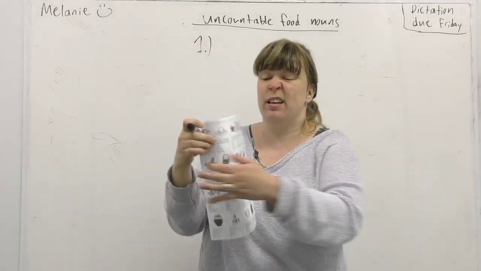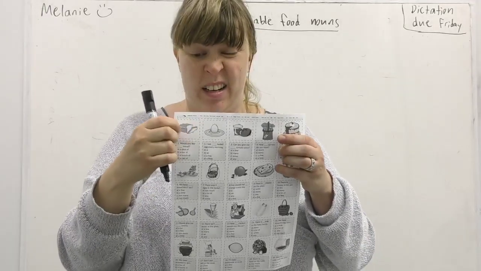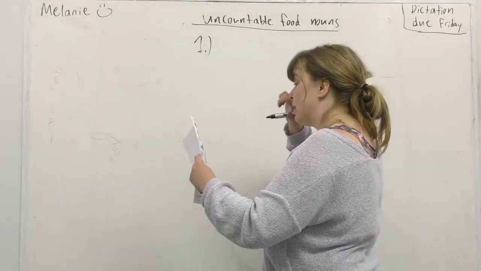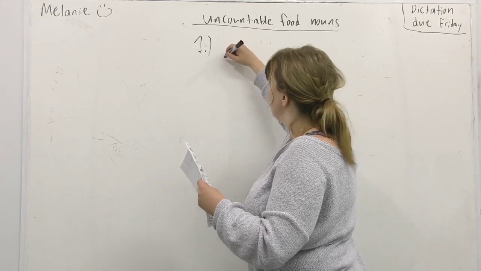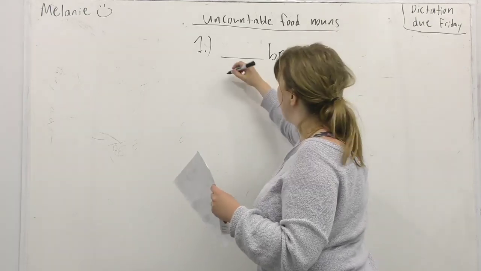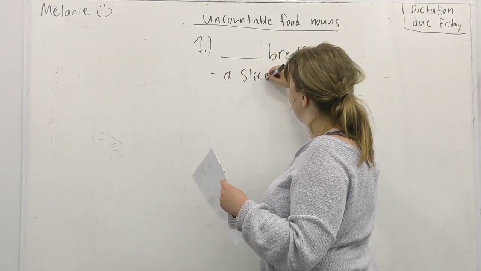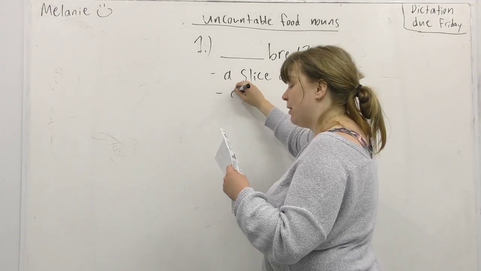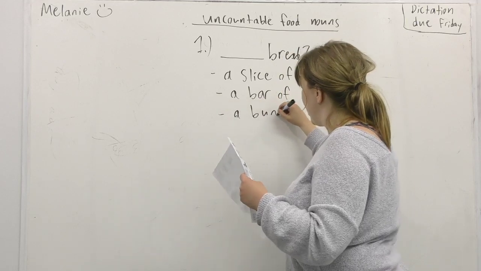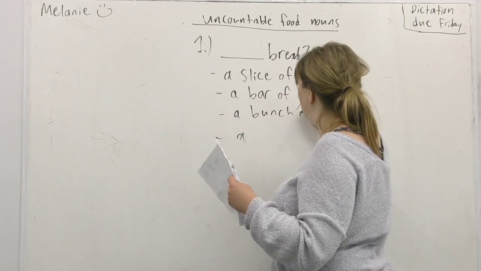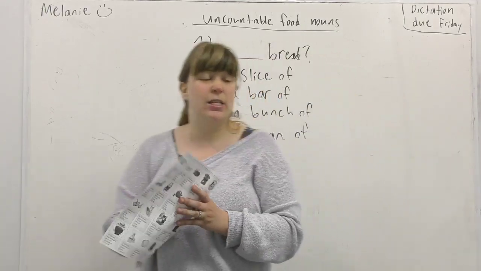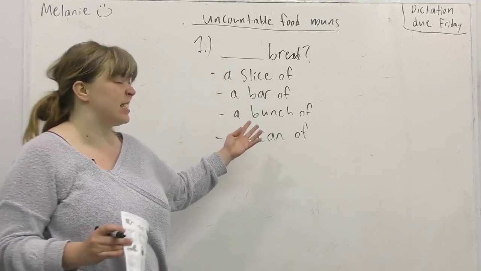Okay, so let's do number 1. So we skipped number 1. So let's take a look here at this bread. We just talked about that. So would you like something bread? Okay. So we got a slice of, a bar of, a bunch of, or a can of. Oh my gosh, a can of. That's too funny. Okay, so you got 4 options.